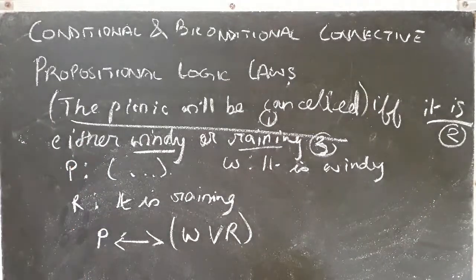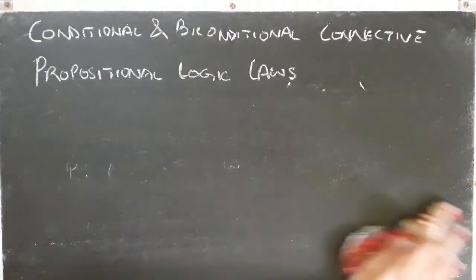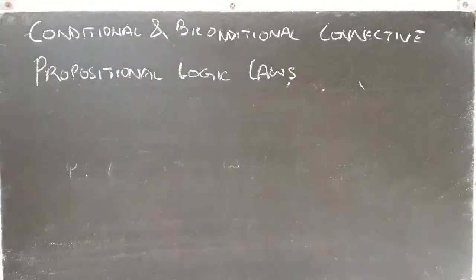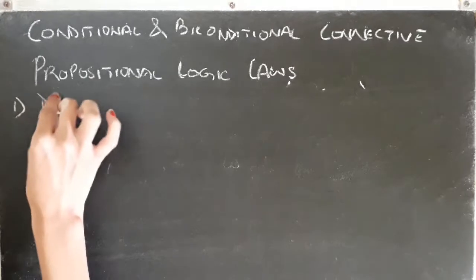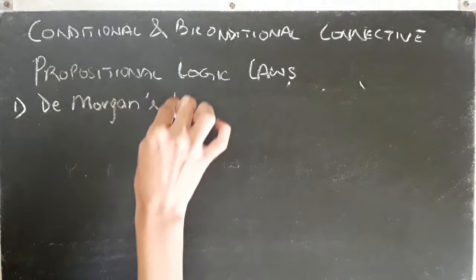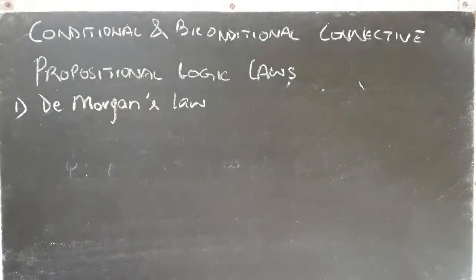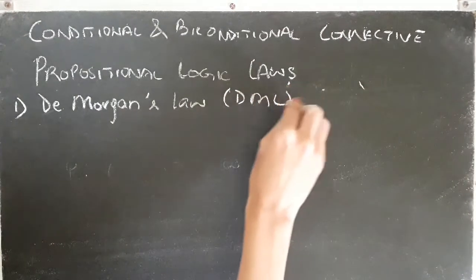Thus, we are done with conditional and biconditional connectives, and now we can move to the logic laws, which will basically use all the possible logical connectives that we have used till now. So the first logic law that we are considering is De Morgan's law. This law also exists in sets. Now, what is De Morgan's law? It is also denoted by DML.